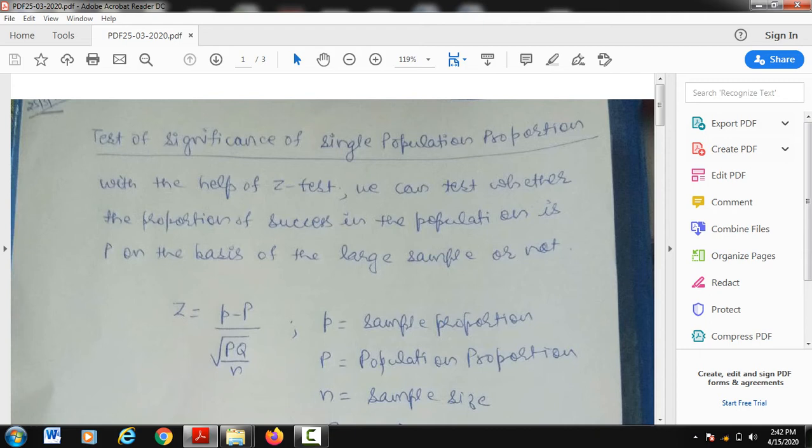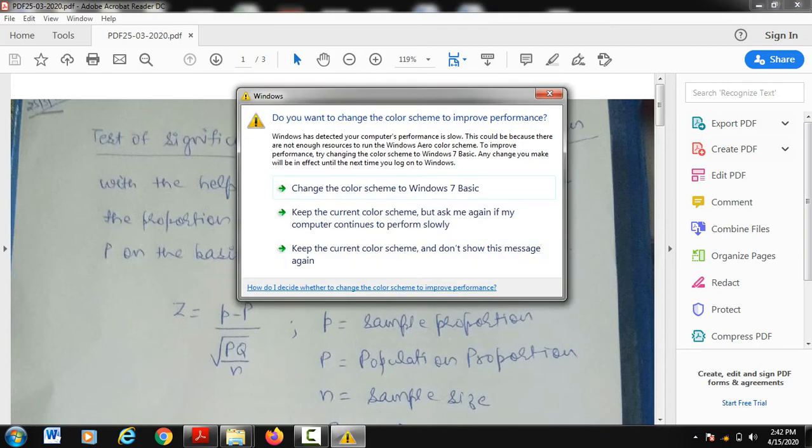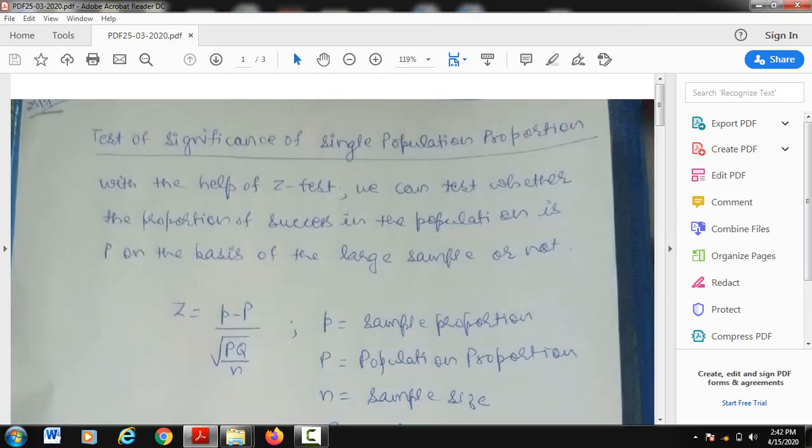Another application of the Z test that we are going to discuss is the test of a single proportion or the difference of proportions of two samples. This is the third application of the Z test. With the help of the Z test, we can test whether the proportion of success in the population is P on the basis of the large sample or not, whether the sample has been taken from that population, which is considered the population proportion.